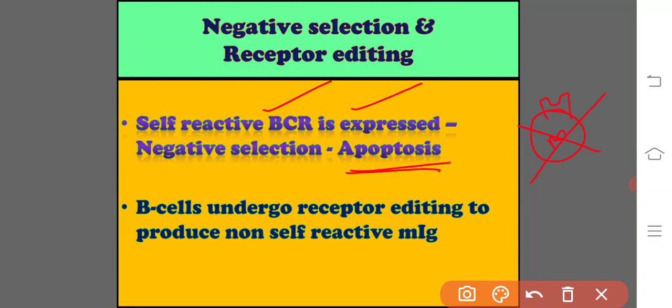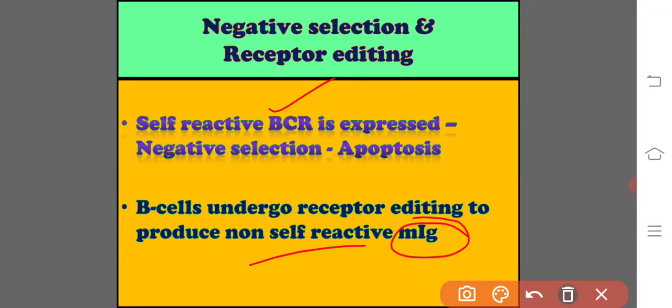And what should happen? The B cells should develop and they have to identify the non-self cells which are entering into our body every time. So there is a positive selection of the good quality B lymphocytes. Those which develop the self-reactive BCR will be killed. Those which develop the non-self-reactive B cell receptor upon their surface will be selected for further development. And the B cells undergo receptor editing to produce non-self reactive membrane bound immunoglobulin.